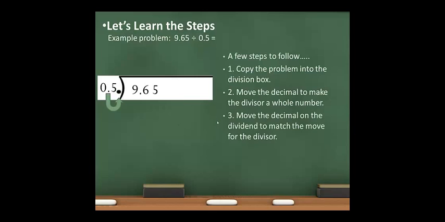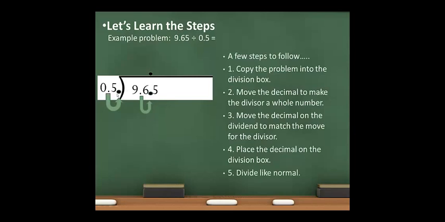Step 3 in solving a problem where you divide decimals by decimals is to move the decimal in the dividend to match the move for the divisor. So since for 5/10 we move the decimal one space to the right, for 9 and 65/100 we're going to move the decimal one place to the right, just the same. And then we move on to step 4, which is you place that decimal up on the decimal box just so you don't forget that it's there.